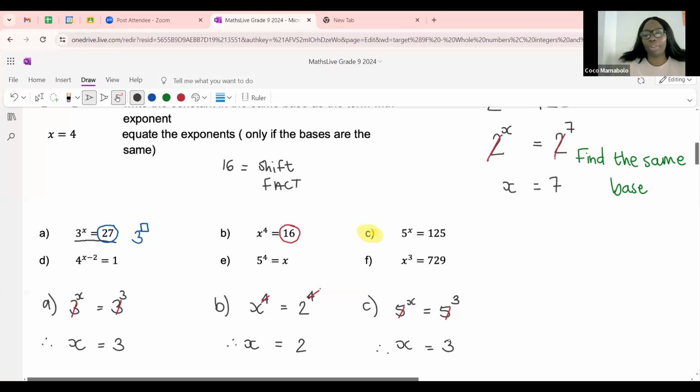I know Tebogo got that right. Let me know in the chat if you got this one correct. Ilham, you're absolutely correct, my darling. But if I write 5 times 25, it's not really going to help me because I need to work in exponents. So I can't actually use 5 times 25. I need my answer to be 5 to the power of something so that I can compare exponents.